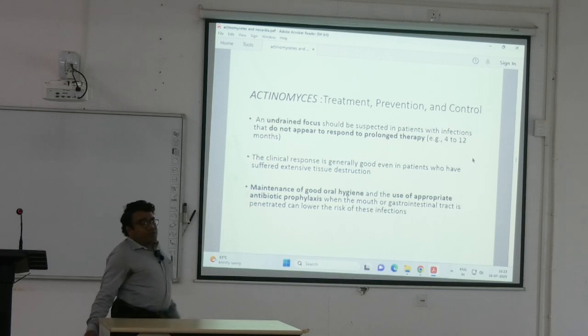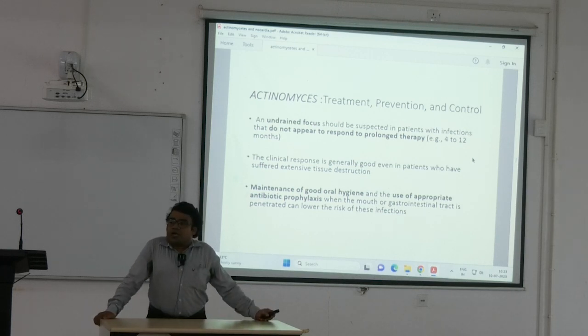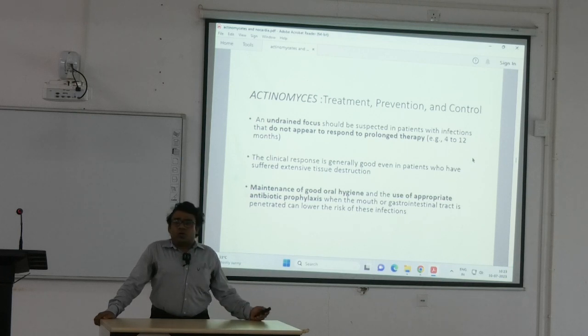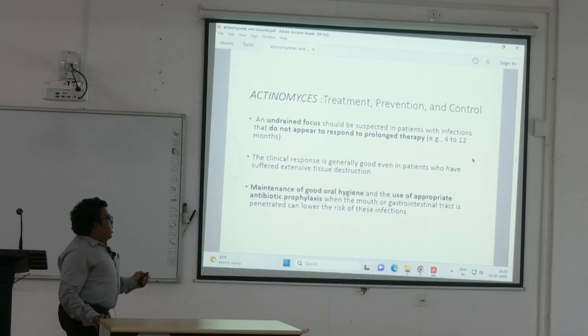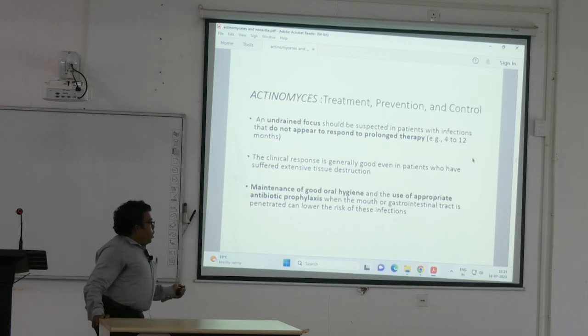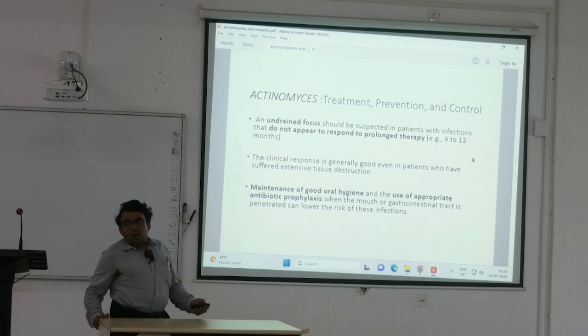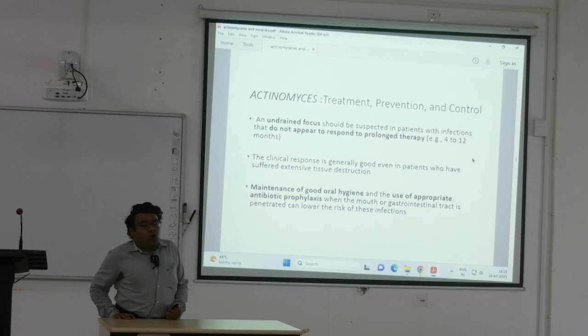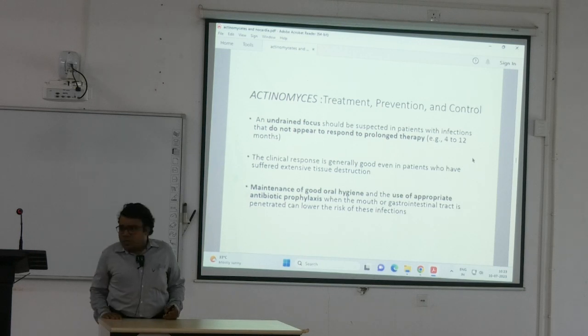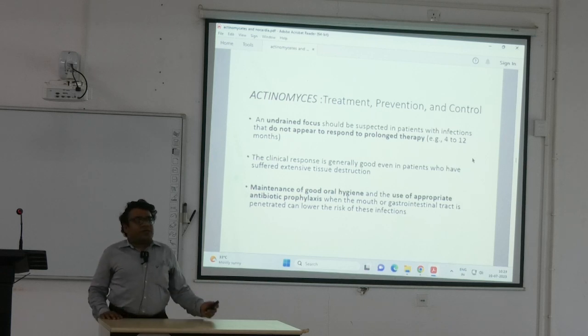Now, what would be the duration of therapy? Because these infections are chronic and slow growing, we need to give prolonged therapy for about 4 to 12 weeks. And what would be the preventive measures? Especially in immunocompromised patients, we have to maintain good oral hygiene, and if there is a possibility of transient bacteremia or dislodgement like any dental procedure, prophylactic antibiotics, especially of the penicillin group of drugs, should be given.